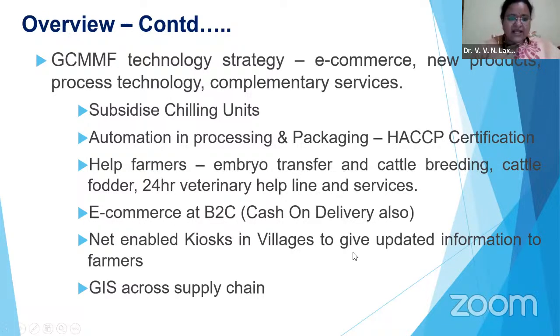So they were trying to help their suppliers and also the intermediaries by subsidizing the chilling unit, by introducing e-commerce, by coming up with GIS, that is, internet-based identification system across the supply chain, opening internet kiosks. So these are the IT-related initiatives that are taken up by Amul.